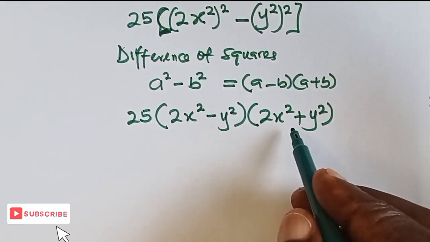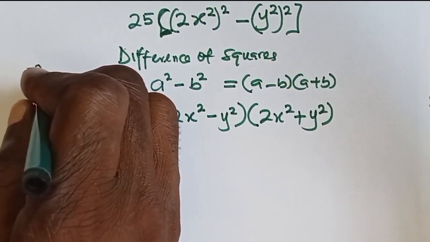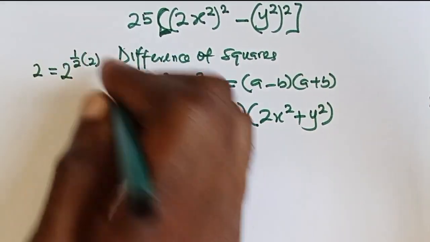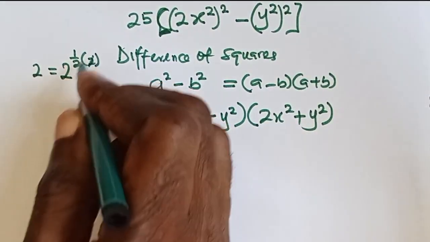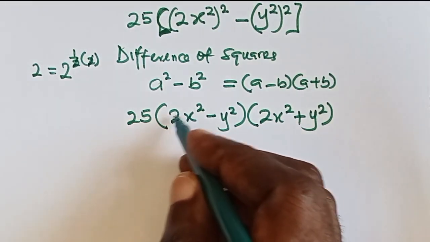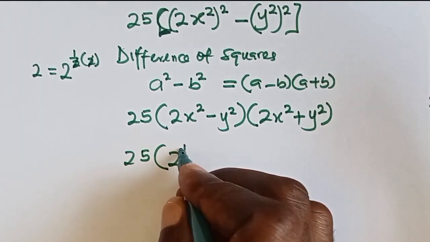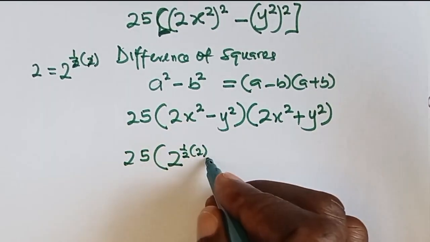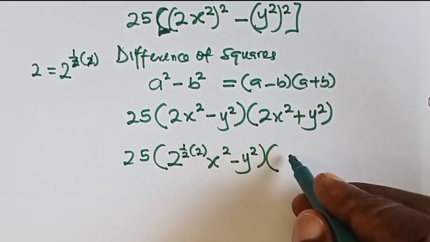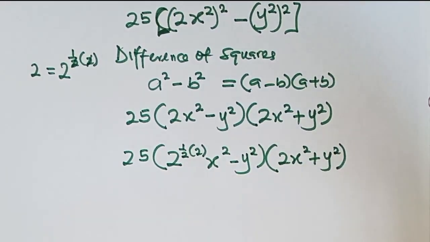Okay, from here we can still go further. We can do difference of squares for this. 2 can also be written as 2 raised to the power 1 over 2 multiplied by 2, because if we cancel these 2, you have 2 raised to the power 1, same thing as 2. So write 25. This 2 is the same thing as 2 raised to the power 1 over 2 multiplied by 2. Then I have x raised to the power 2 minus y raised to the power 2. Then I'm going to write this 2x squared plus y squared.